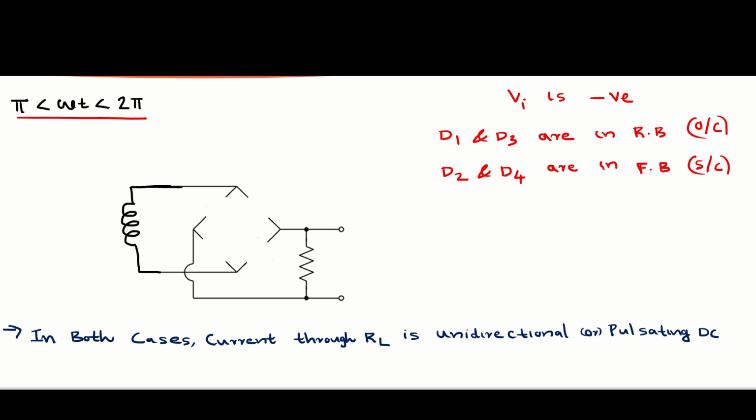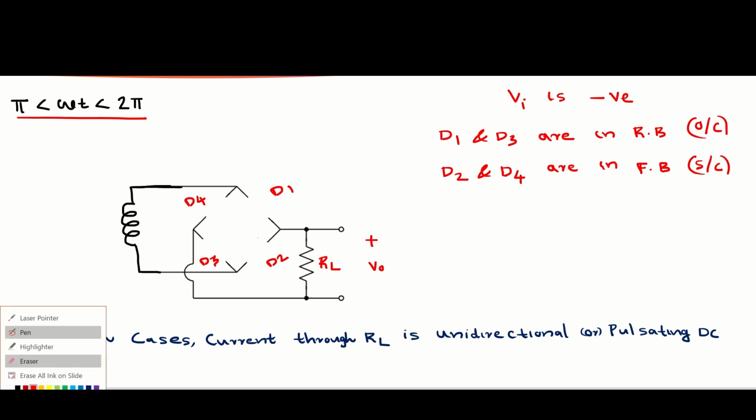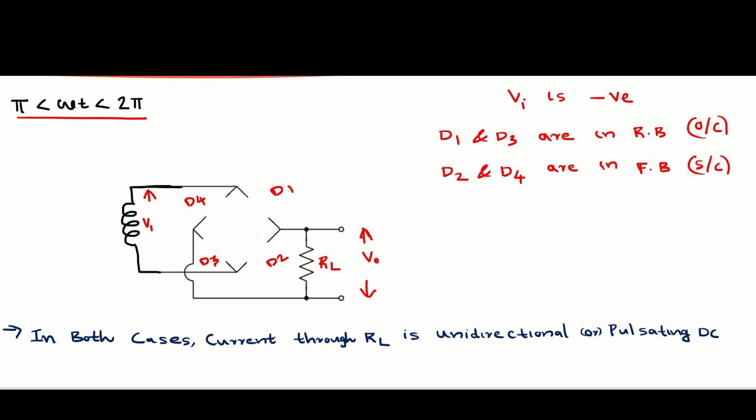Okay, so this is the place of D1 and this is the position of D4, and this is D3 and this is D2, and this one is the load resistor and this one is the output voltage. And this one is Vi, the voltage at the secondary winding.